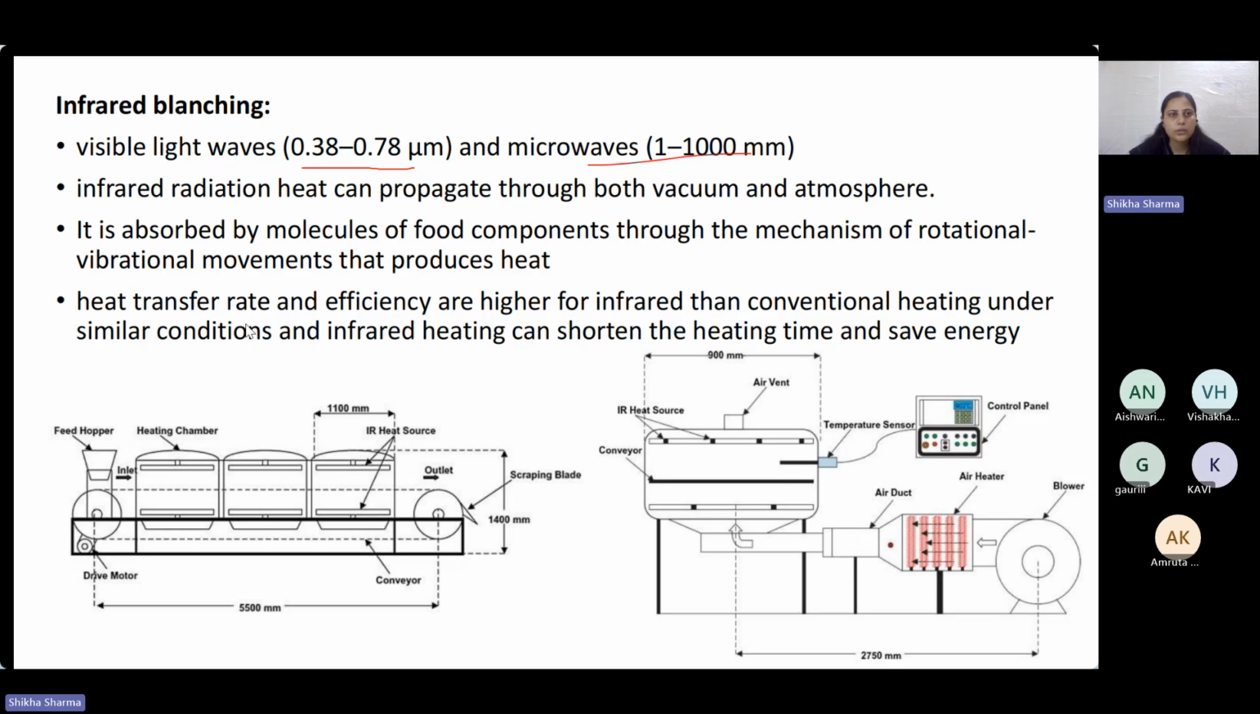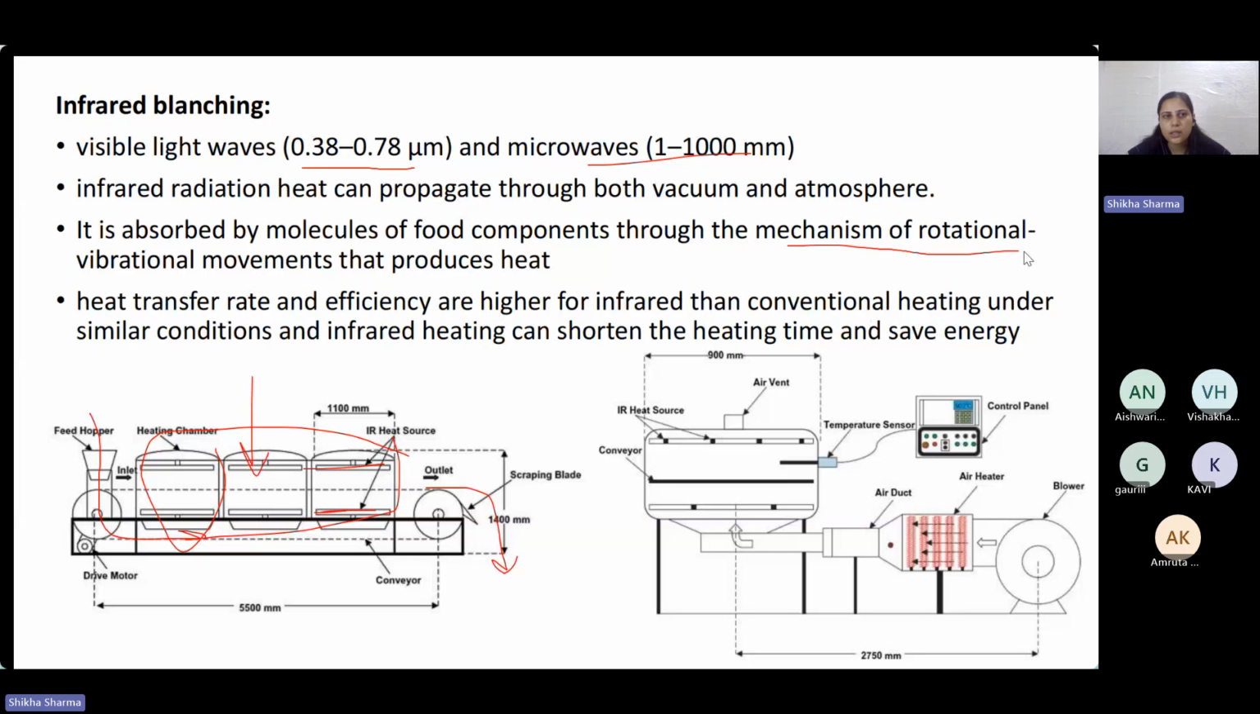play a role in this. So what happens basically, the food comes from the feed hopper. This is the heating chamber. These are the IR radiation sources, and when the outlet is there, the food will be heated up to the blanching state and then the output will come.